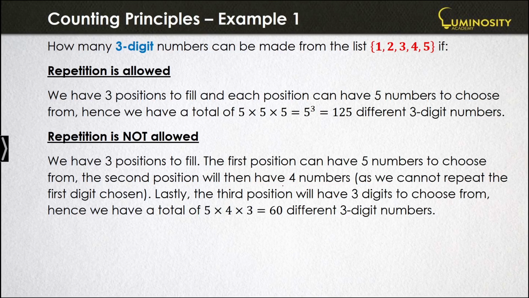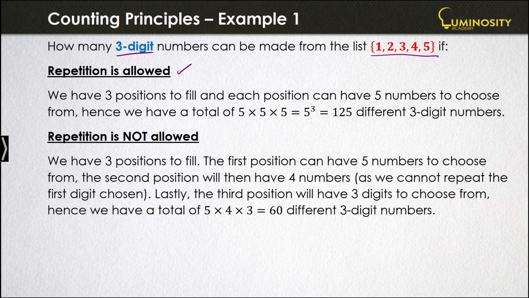Welcome to this lesson on probability counting principles part 1. Let's have a look at example 1. How many 3-digit numbers can be made from this list 1, 2, 3, 4, 5 if repetition is allowed?